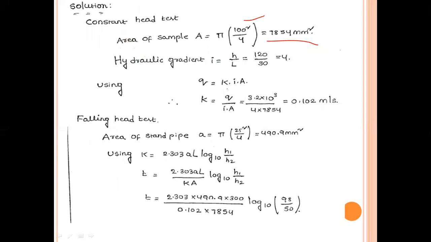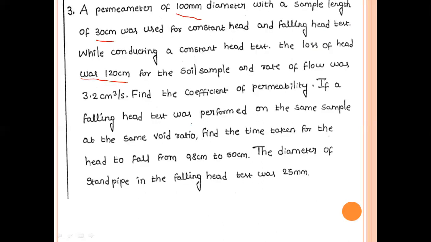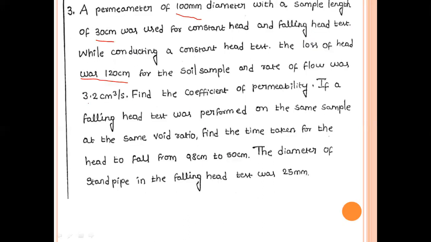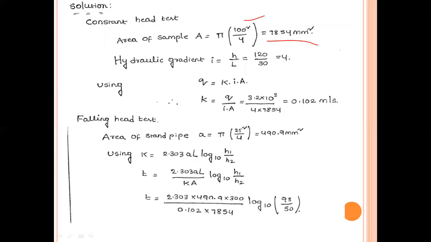Next, using Q equals k i A, k equals Q by i A. Q is the flow rate in centimeters cube per second. Converting to meters, 10 power 3 divided by 4 into 7854, that equals 0.102 meter per second.